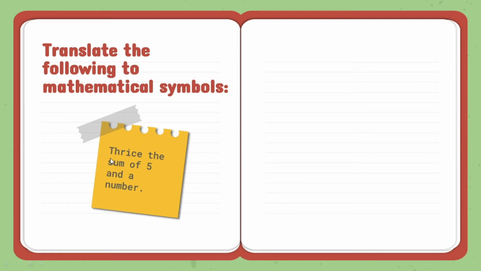We have thrice the sum of 5 and a number. Okay, medyo nalilito lagi dito yung mga bata. Pero ang una natin dapat gagawin dito is to analyze the given statement. So we have here thrice the sum of 5 and a number. Ano nga ba yung una natin gagawin? So first is mag-let tayo ng isang letter or variable na magre-represent dun sa number na hindi pa natin alam. Dun sa a number. Okay, so let's use the letter or variable m for that number.